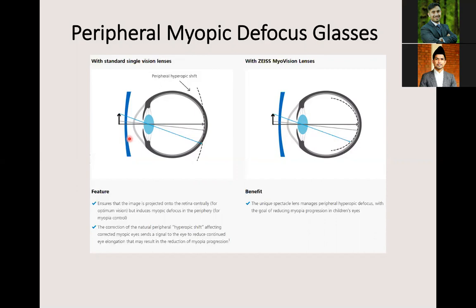These normal glasses have central clear vision, but peripheral hyperopic defocus blur vision. Again, listen carefully. Our normal glasses have central clear vision, but peripheral hyperopic defocus blur vision. And this peripheral hyperopic blur vision can be the stimulating factor for myopia progression. This peripheral vision will be responsible for increasing the axial length of the eye.